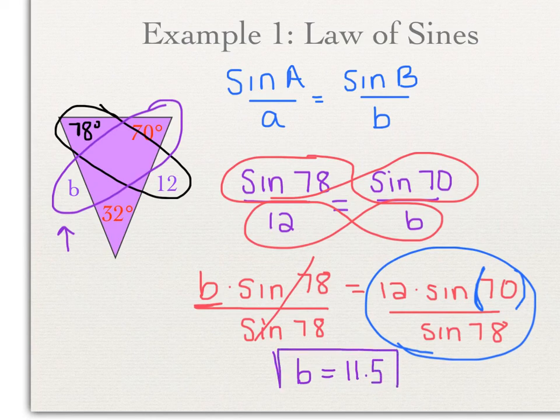Now what you do want to do is make sure your answer makes sense. So 11.5 over here, that's just slightly smaller than this, and that's to be expected because this angle is slightly smaller than this angle. So I would say 11.5 seems reasonable here.